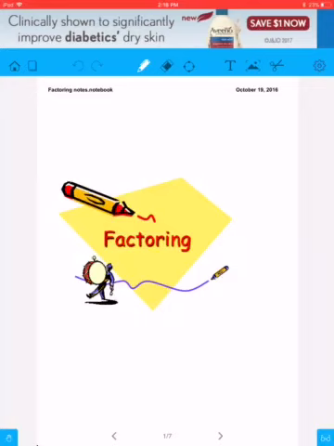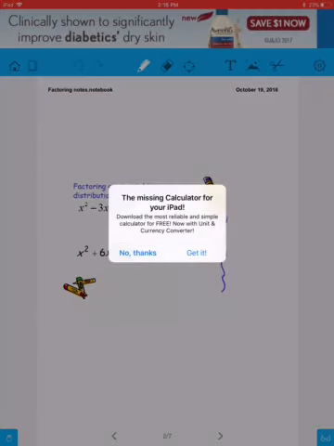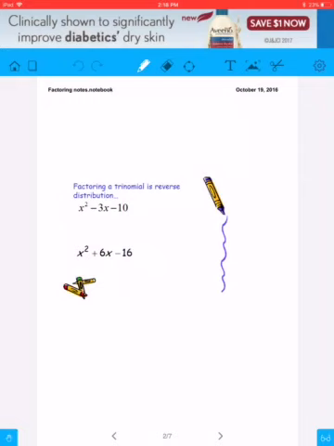Okay, these notes are over factoring quadratics. So let's just jump right into this. All right, so factoring a trinomial is just reverse distribution.